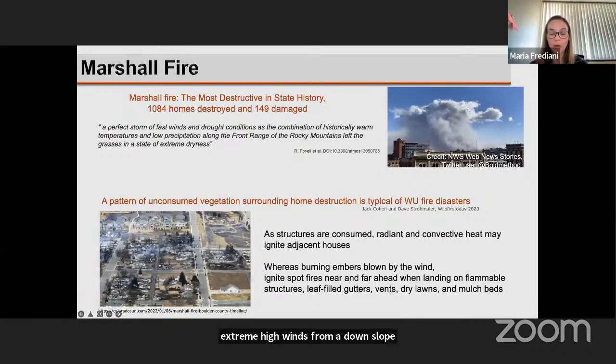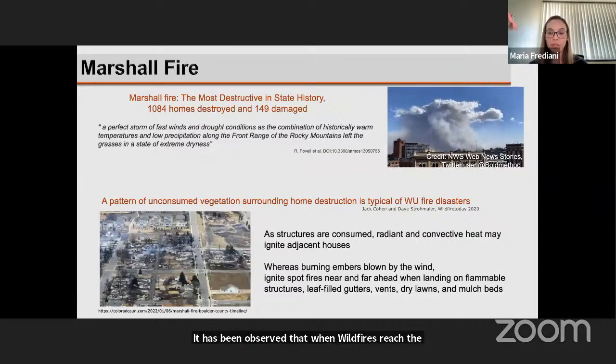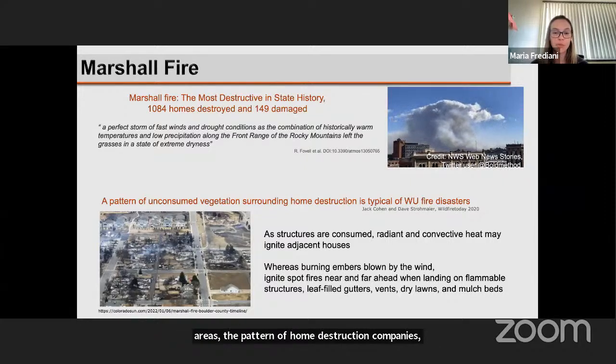The combined high wind speed with relative humidity and flammable vegetation resulted in high fire intensity, rapid fire growth, and showers of burning embers starting new fires. It has been observed that when wildfires reach the urban areas, the pattern of home destruction accompanies unconsumed shrubs and trees, indicating that most ignitions are likely due to burning embers accumulating in flammable structures on or around the houses.